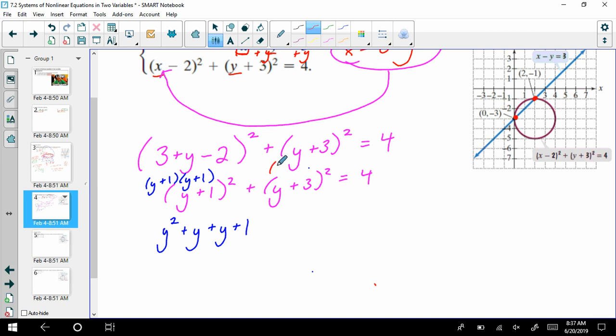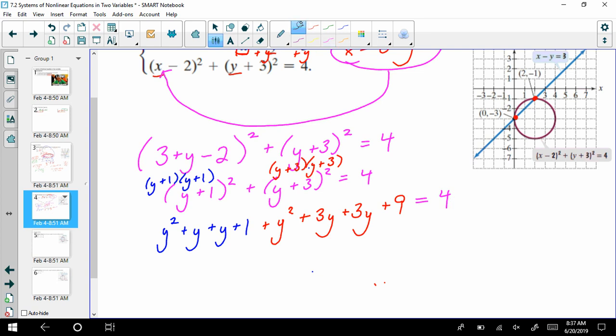Okay, the next one, I'm going to quickly write it out twice. And we're going to FOIL that. So first times first, y squared. Outer, y times 3, 3y. Inner, 3 times y, another 3y. Last times last, 3 times 3, 9. And then I still have my equals 4.